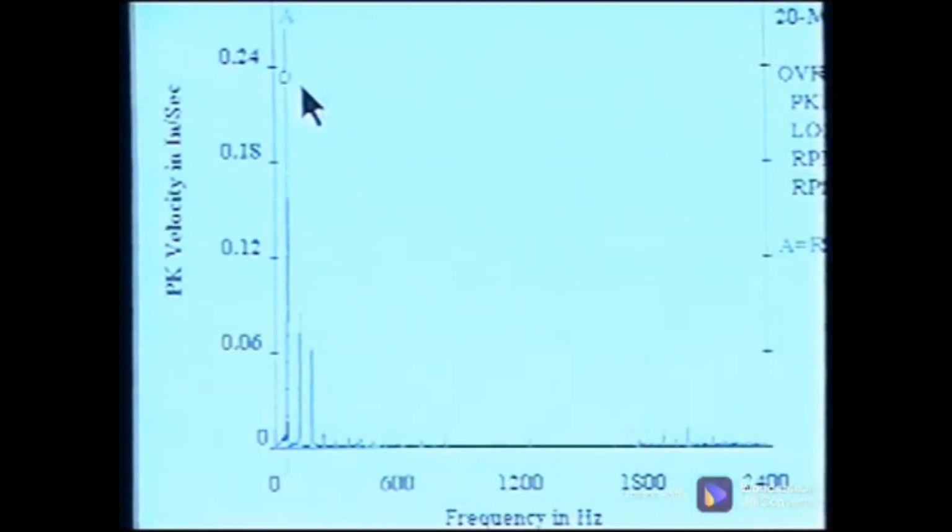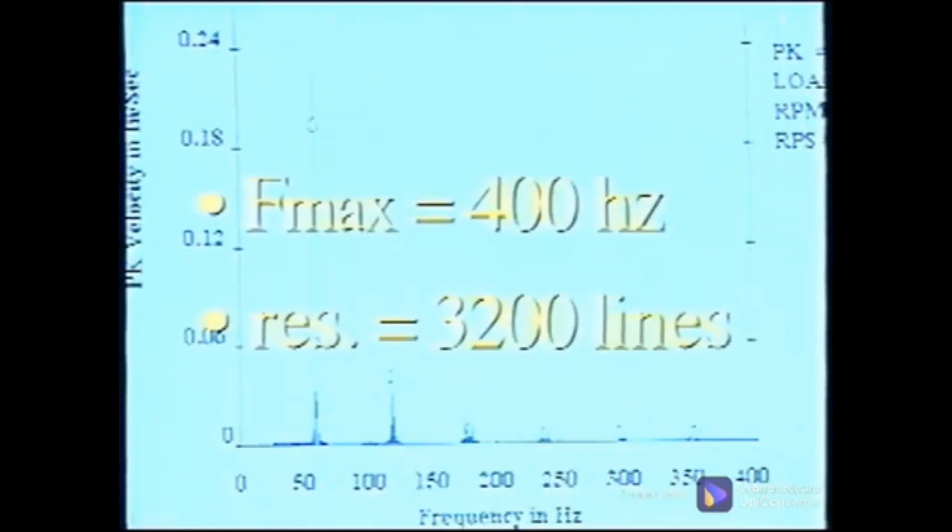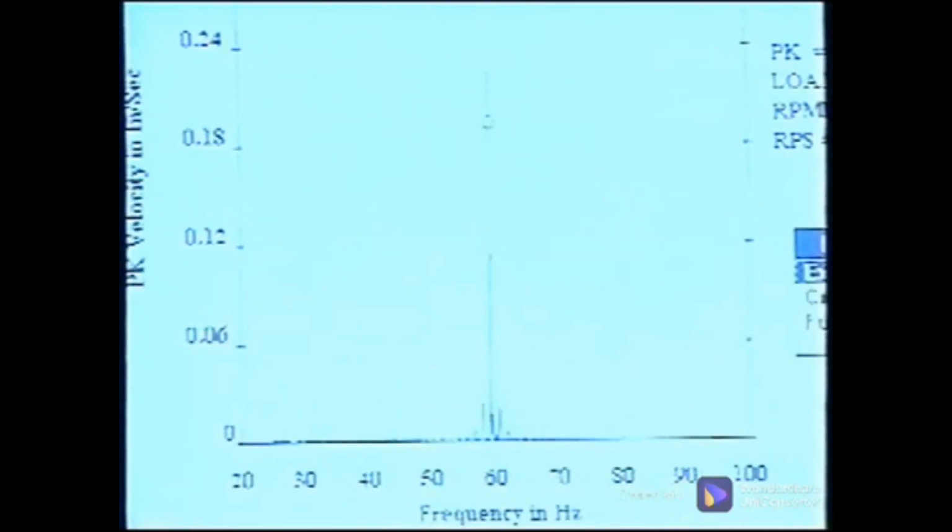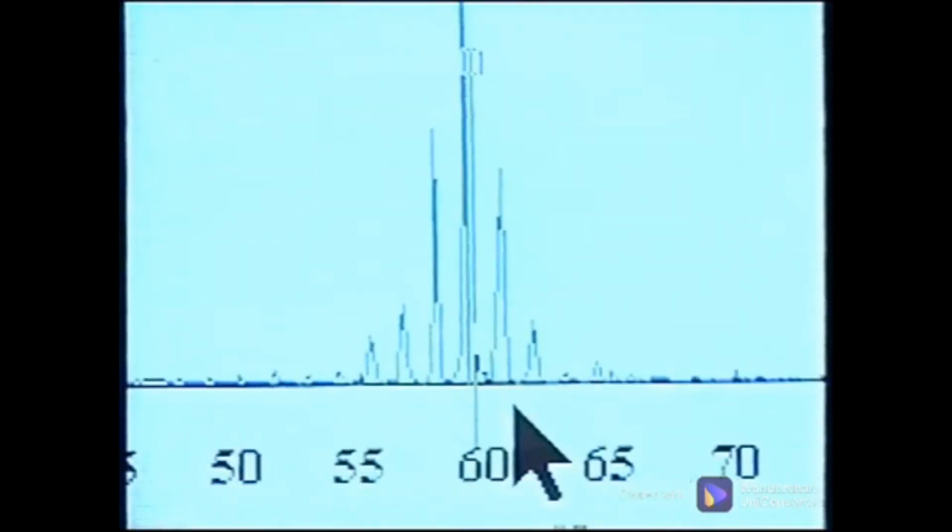The vibration at 1 times turning speed was higher than normal, so additional high-resolution data was collected. The frequency range was set to 400 Hertz with 3,200 lines of resolution. This resolution separated the sidebands from the turning speed peak. There are 5 discrete sidebands to each side of the turning speed peak.